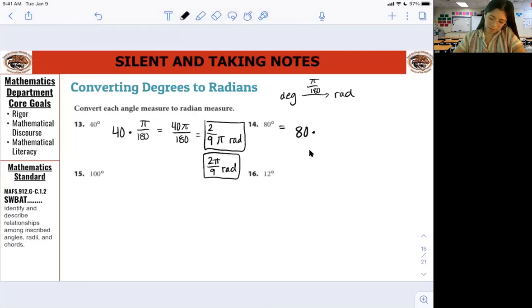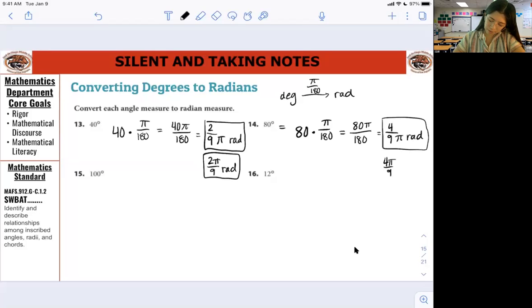80 times pi over 180. This is 80 pi over 180. What's 80 over 180, simplified? Good, Emily. 4 over 9. So this is 4 over 9 pi radians. Or you can write it as 4 pi over 9 radians.